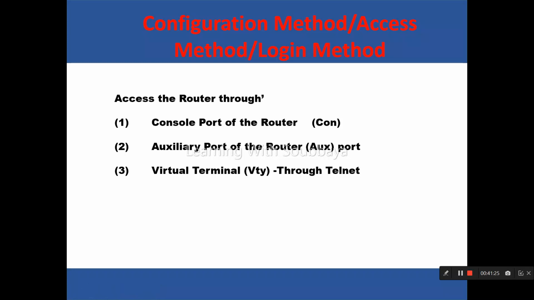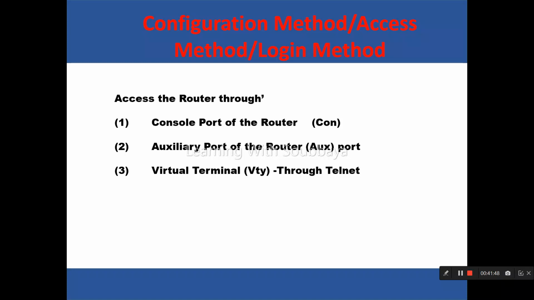Okay, I want to configure the router. What do I have to do? There are three methods in which we can configure the router. I can configure via console method, via auxiliary, or via virtual terminal. Console, auxiliary, and virtual terminal. So three methods are available: console configuration, auxiliary configuration, and virtual configuration.